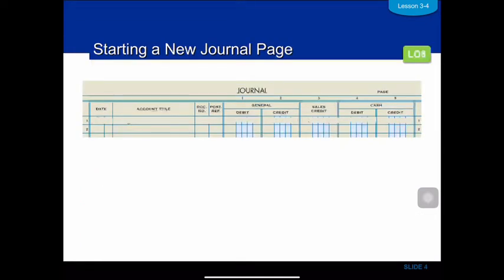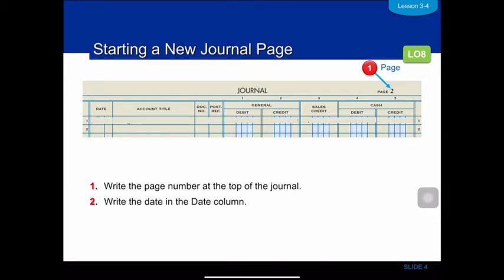Then we're going to go up to the next page. We've run out of the first page, we're going on to the next page. We're going to write the page number at the top of the journal. Since the previous page was page number 1, this is going to be page number 2. We're going to write the date in the date column. Again, since we are starting a brand new page, we have to write the day, the month, and the year.